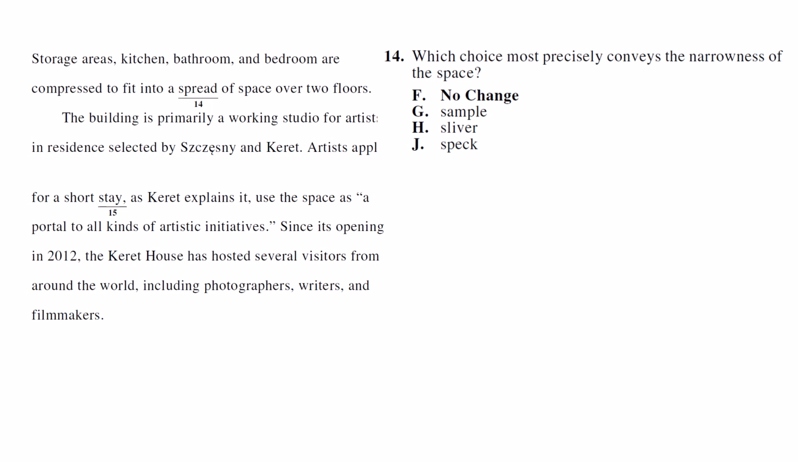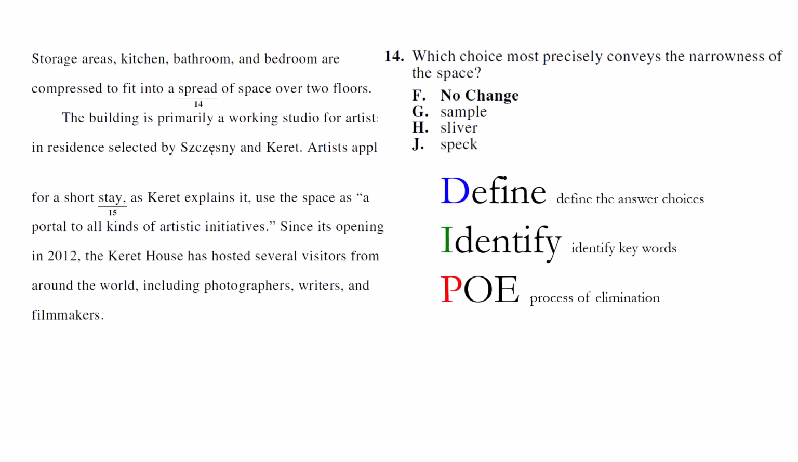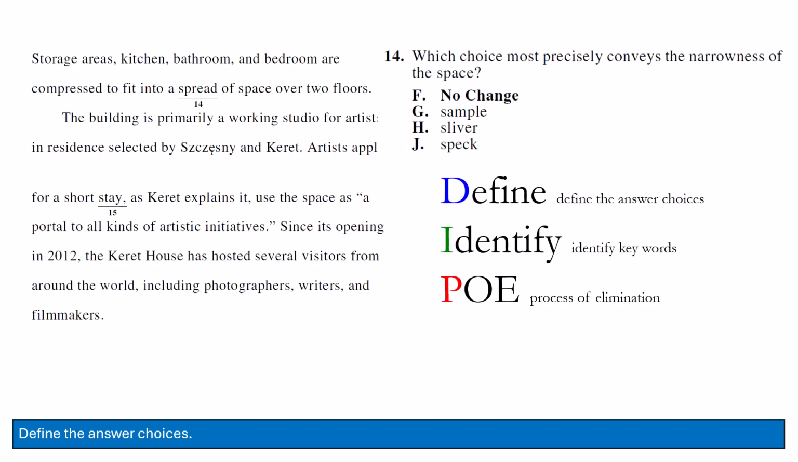Number 14, which choice most precisely conveys the narrowness of the buildings? We use a strategy called DIP: Define the answer choices, identify keywords, and then process of elimination. So let's just define the answer choices first.